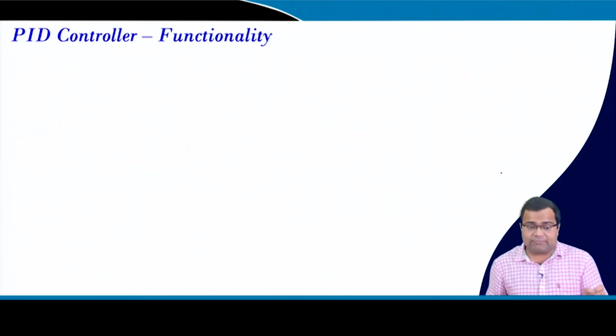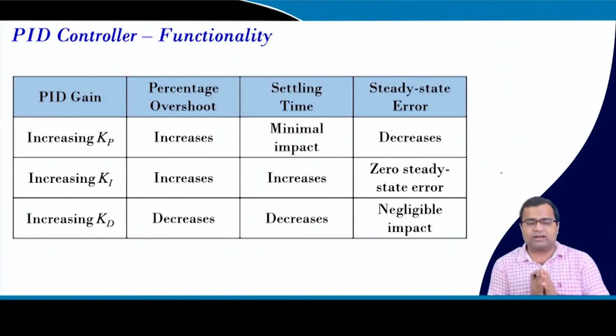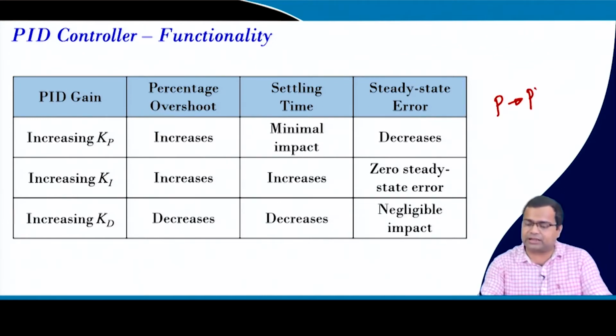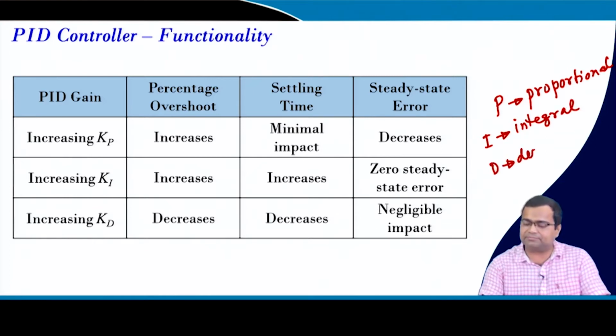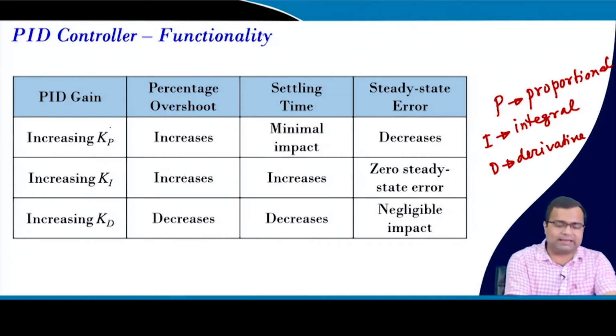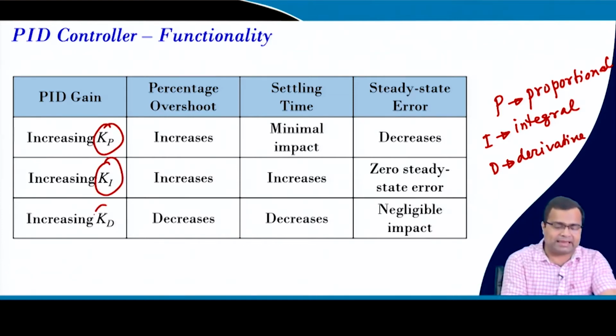So, PID controller functionality. The PID controller has 3 actions. One is the proportional, which is linked with the proportional term. Then I stands for integral, and D stands for derivative, and their respective gains are Kp, Ki and Kd.